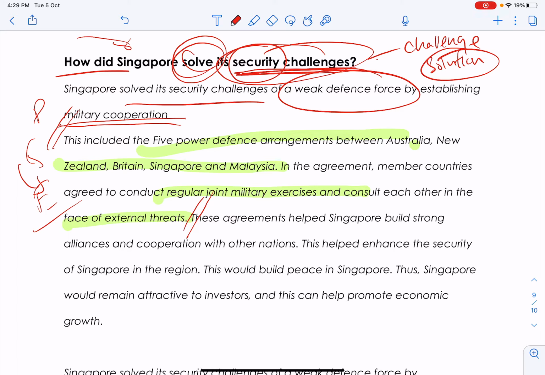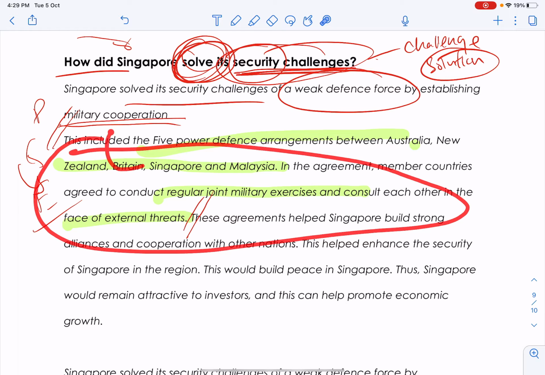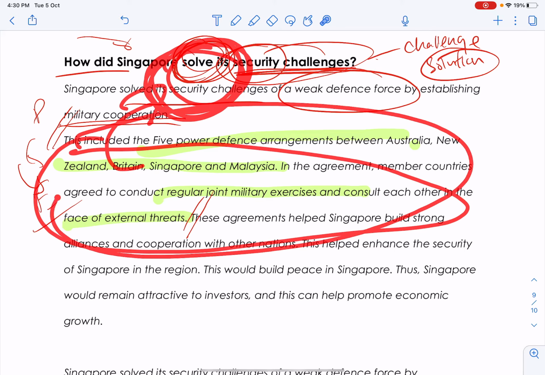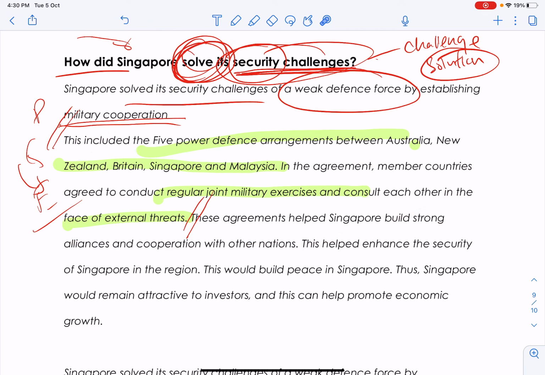What is it? Who is it? Where is it? How is it done? And what is the goal? But if this is an explanation question, then you must link this. You must link all your details here to exactly how the problem is solved. How did all these things help to solve the problem, which is the security challenge?